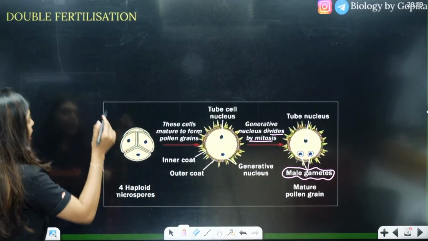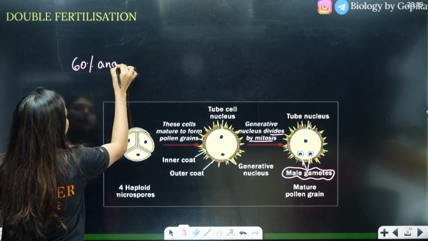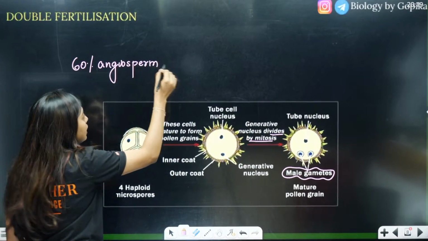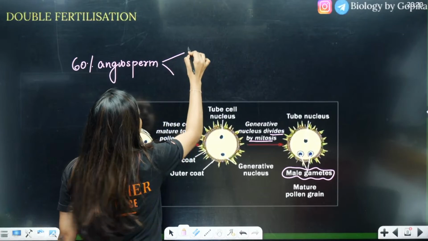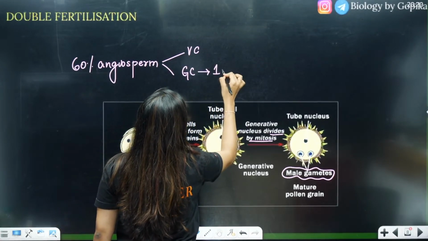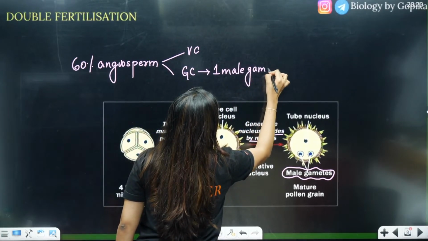Now, listen to me carefully. In 60% of the angiosperms, there will be only two cells at this stage: one vegetative cell and one generative cell. One generative cell will give rise to male gametes. This is generally what happens.